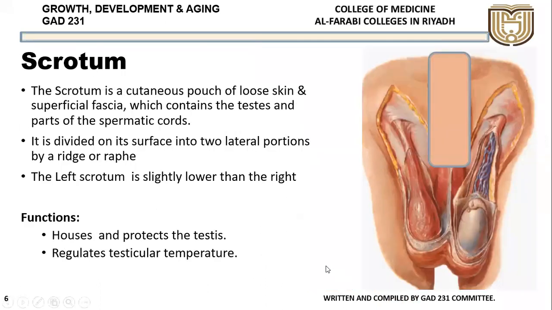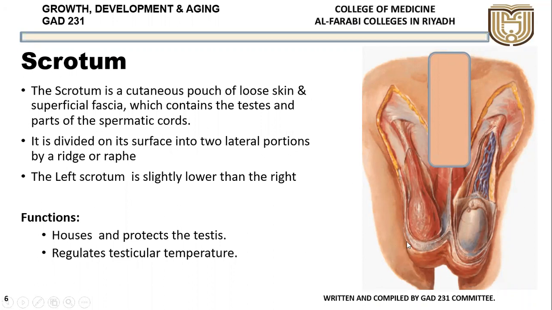Then going to the bag within which this testis is present. Here you can see on either side, these are the paired organs, and they are present within this bag called the scrotum. This is the skinny bag called the scrotum. The scrotum is a cutaneous pouch. Cutaneous means skin. Cutaneous pouch of loose skin and superficial fascia.